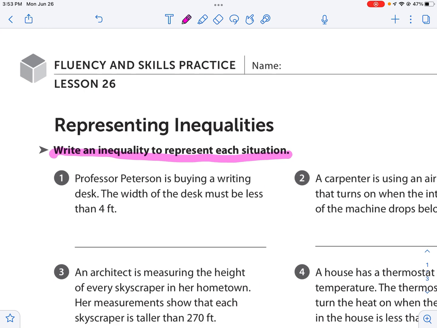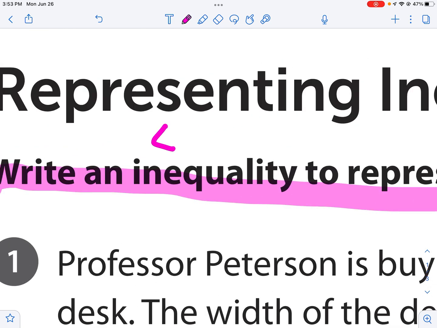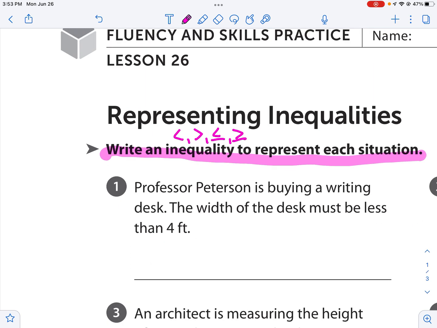Remember, when you see the word inequality, that means to use a less than or greater than sign, or a less than or equal to sign, or a greater than or equal to sign. That's what the word inequality means. Every time you hear it, where it says write an inequality, you should automatically think of those signs in your mind, because that's what you're going to need to do to solve the problem.